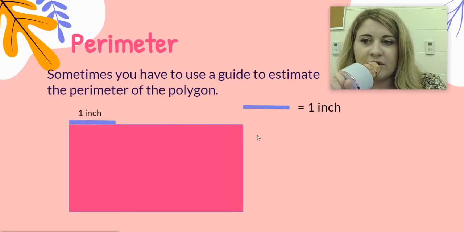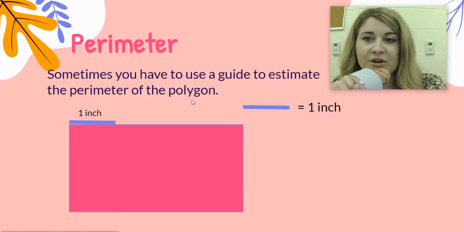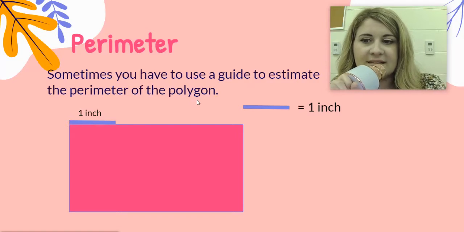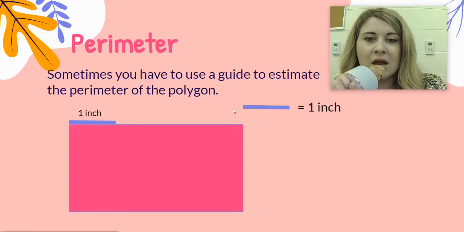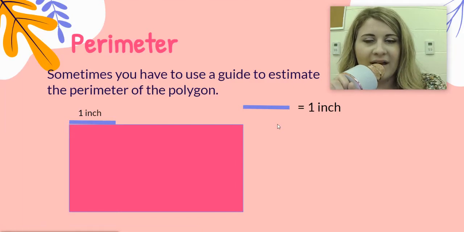Next, there is another way you could do perimeter. That is if you are given a key. I will be very honest with you. This is the type of perimeter that you're probably going to see on your SOL test or any other type of benchmark testing, because they like to see if you can estimate, which is guess, how many of these little pieces it would take to get around this whole shape. So I'm going to break this down for you and show you an easy way of how to do that.